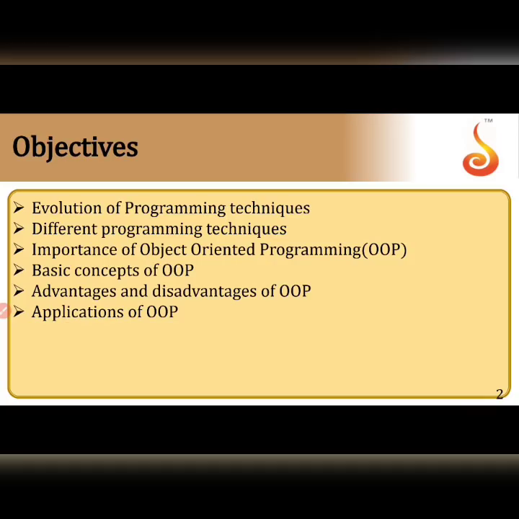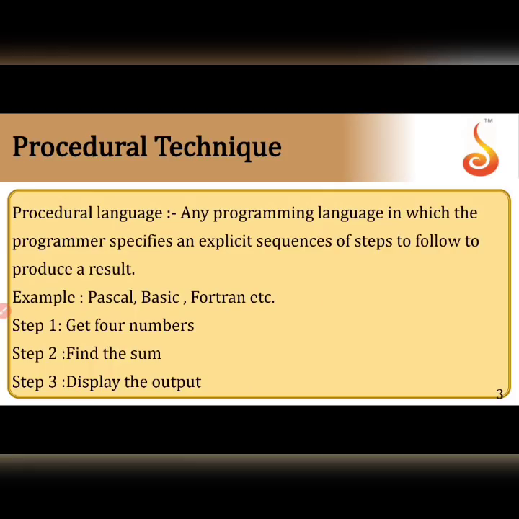The objectives today: we'll be going through what the different programming techniques are, that is procedural programming, object oriented programming and structured programming. Why is object oriented programming important, like how is it superior to the others, basic concepts of OOP, advantages and disadvantages, and applications of OOP. So we'll start with the procedural technique.